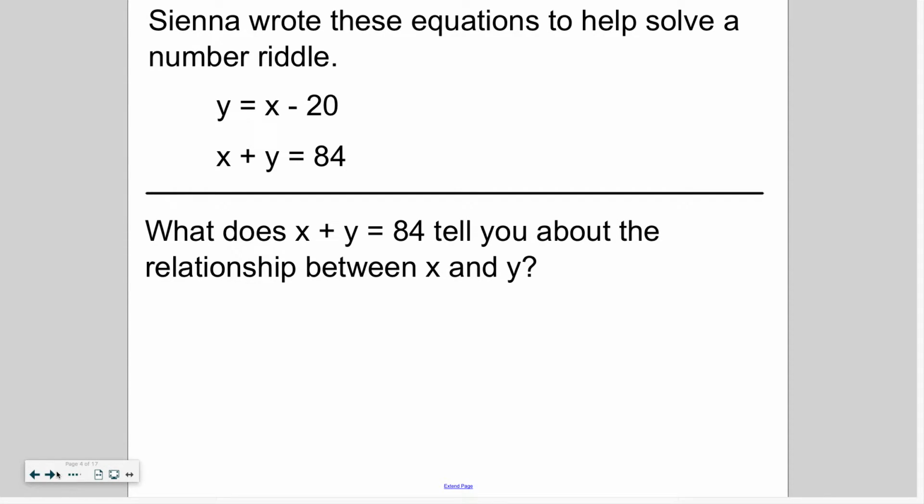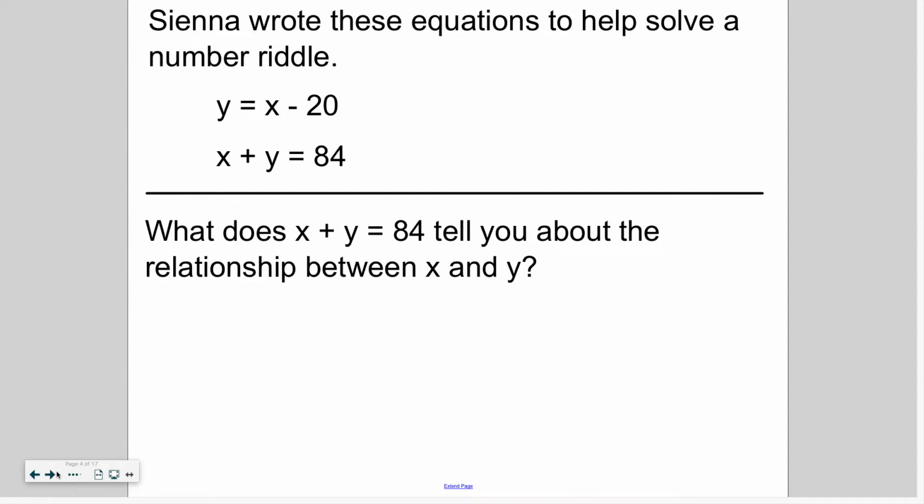Okay, so what does x plus y equals 84 tell you about the relationship between x and y? Yeah, so whatever x and whatever y, when you add them together, they're going to equal 84. So give me an example for that. Give me two numbers that would equal 84. 16, 24. Good. So 60 and 24. Any others? How about 80 and 4? Yeah, there's many options. 83 and 1, yeah. 83 and 1, 84 and 0.